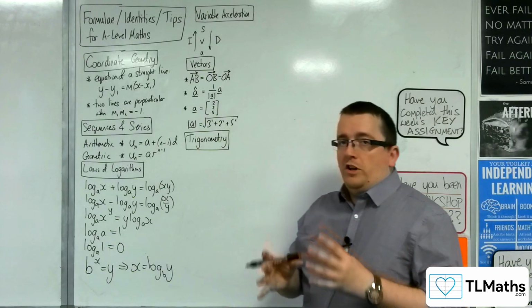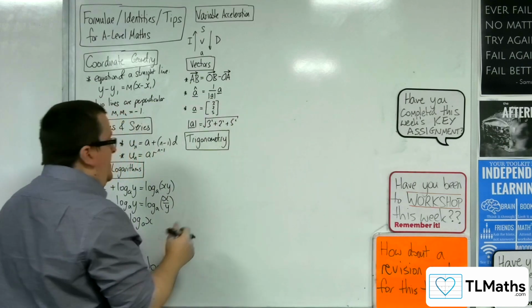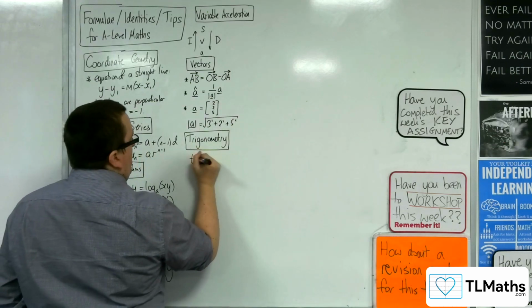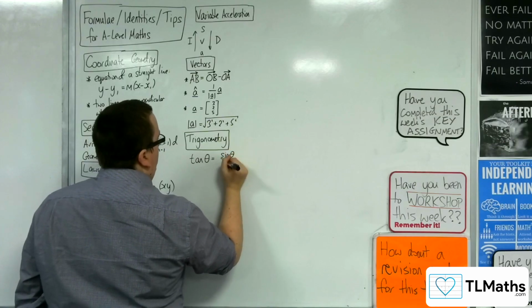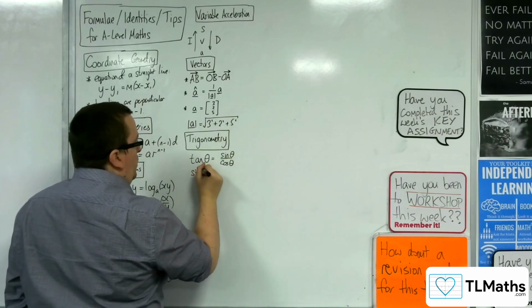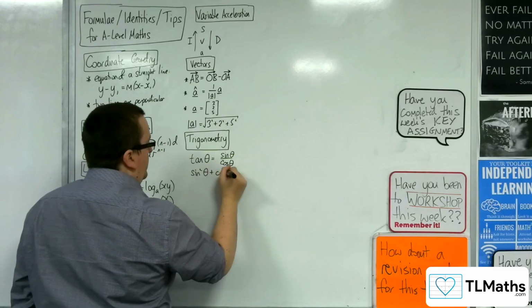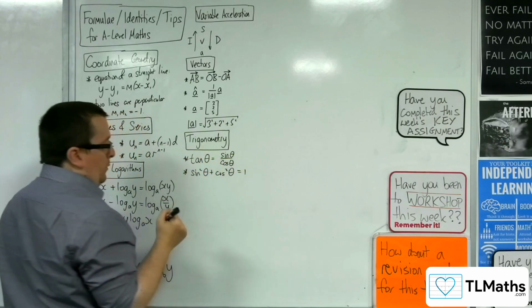Now, as for trigonometry, there are trig identities that you must make sure you know. You want to start off with tan theta is sine theta over cos theta. That's the starting obvious one. Plus then you've got sine squared theta plus cos squared theta is 1. So they're your first two.